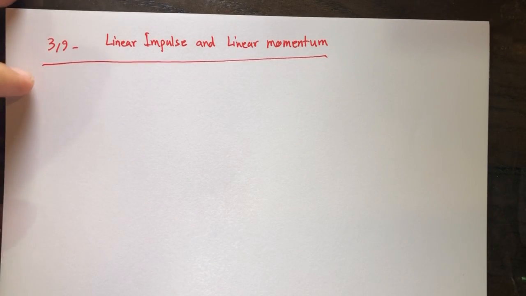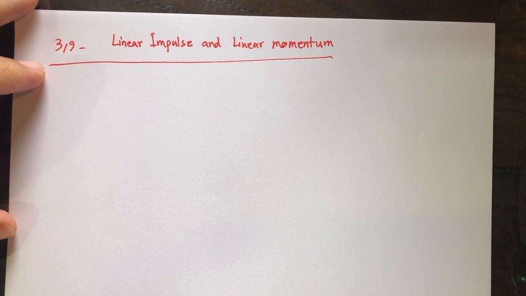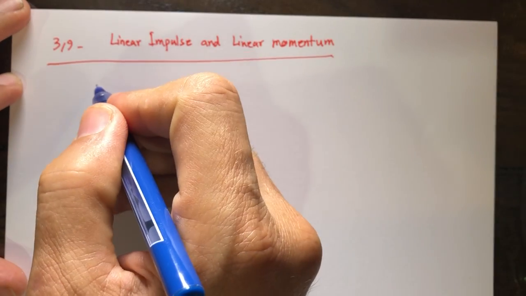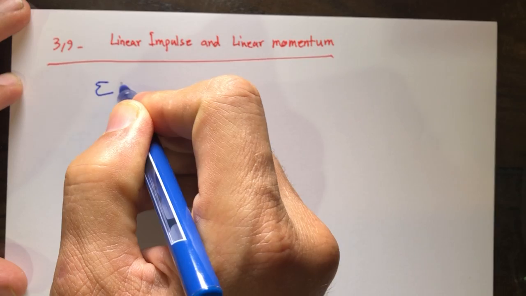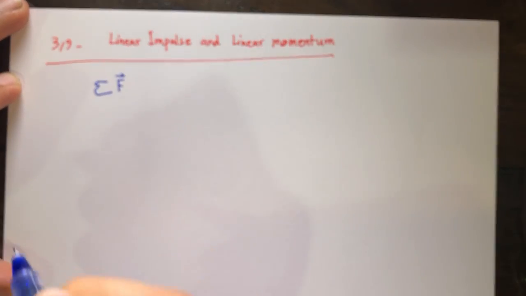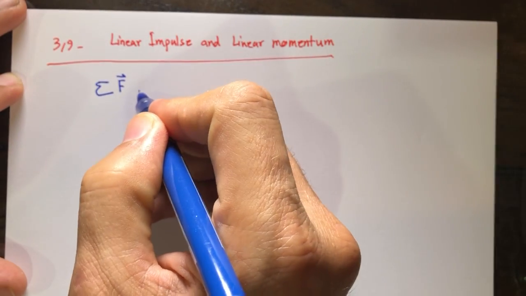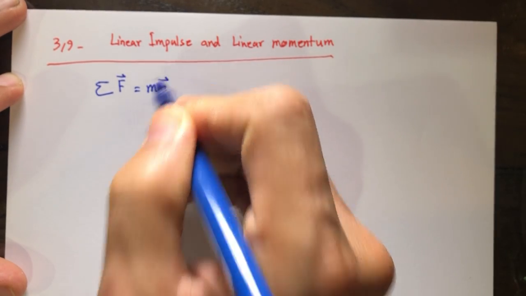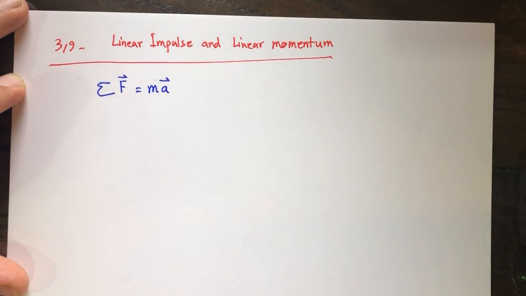In this section, we are going to talk about linear impulse and linear momentum. You all know that Newton's second law is that the sum of the forces on a mass is equal to that mass times its acceleration. And we call this Newton's second law.